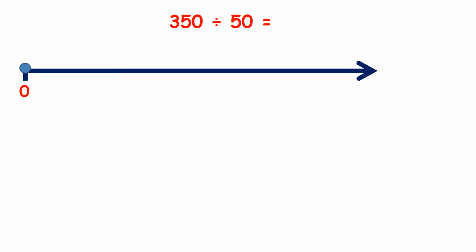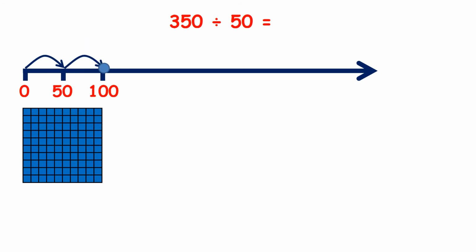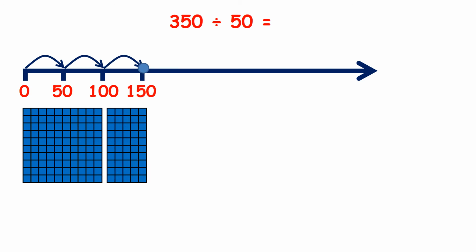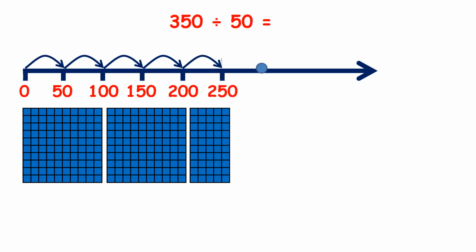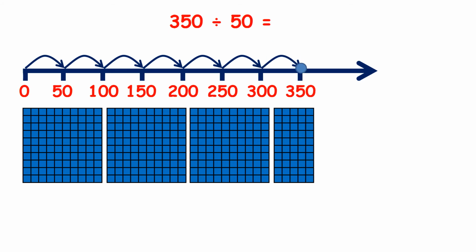Now pause the video and see if you can answer 350 divided by 50. So if we count up in steps of 50, we have 50, 100, 150, 200, 250, 300, 350. So we needed 1, 2, 3, 4, 5, 6, 7 jumps to get to 350. So 350 divided by 50 is 7.